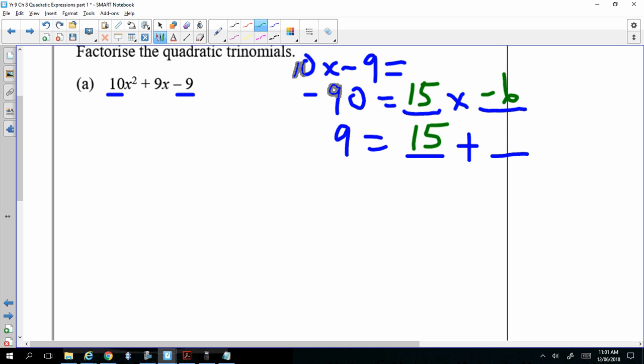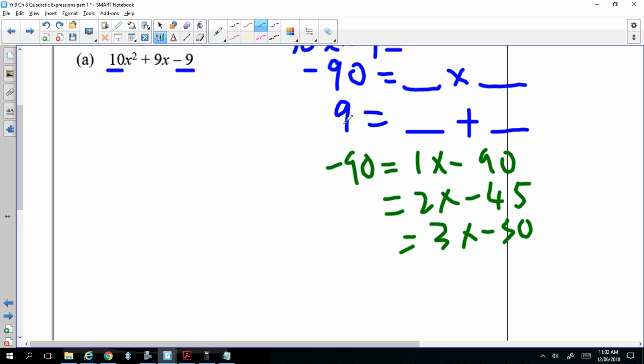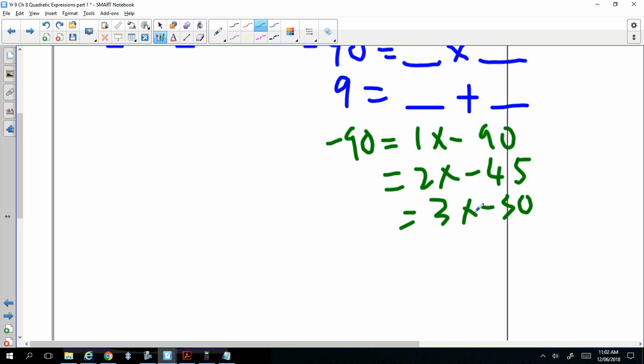Now what if you didn't do that? What if you were not lucky? If you're not lucky, you have to list everything. You start with all the possibilities: 1 and 90, 2 and 45, 3 and 30. But you know they have to add up to 9, so the numbers have to be close. Does it work with 4? Doesn't work. 5?